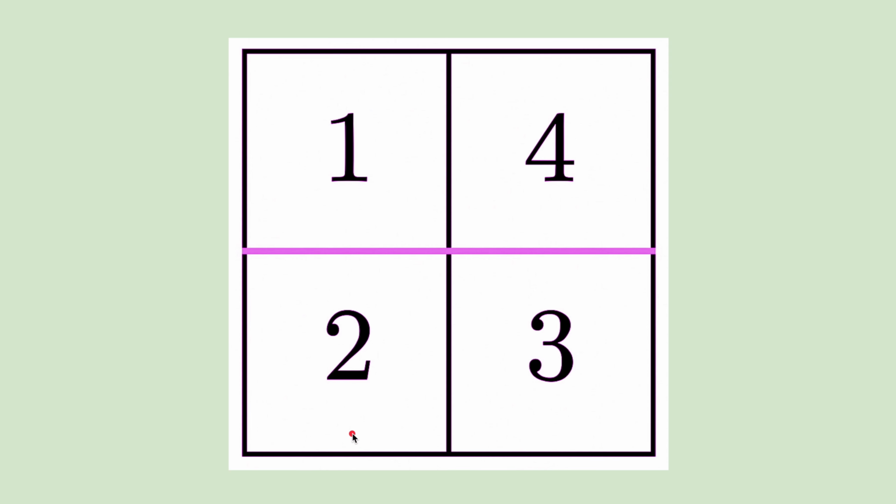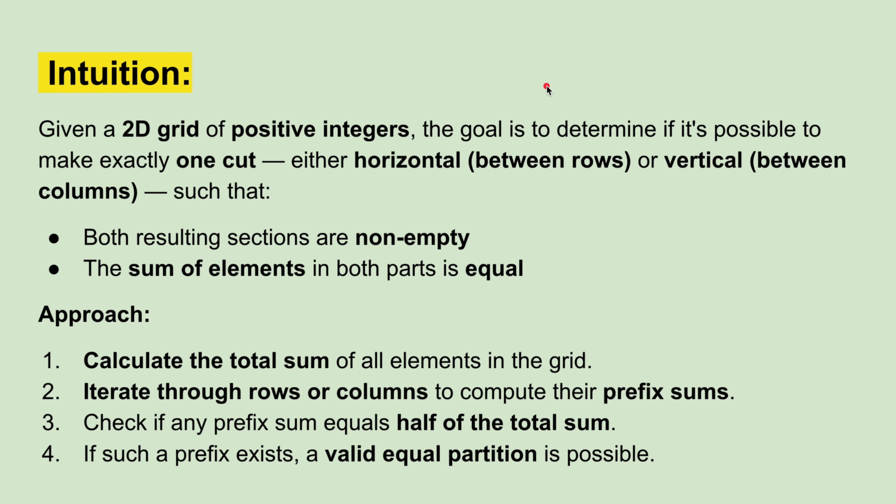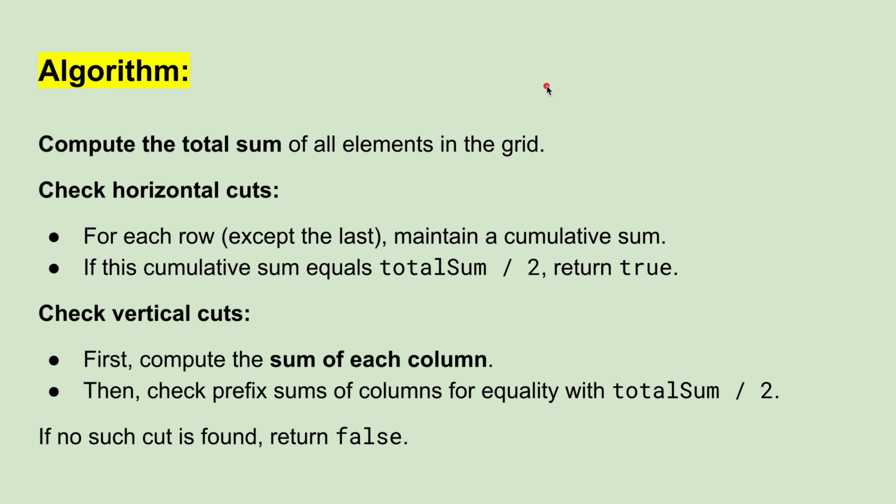Let's suppose the vertical one. If we do 1 plus 2, it is coming 3 and the other is 7, and that is not possible, right? So only the horizontal cut is returning the value in this case. So no need to check the vertical. First check the horizontal. If it is not having, then check the vertical one. Okay.